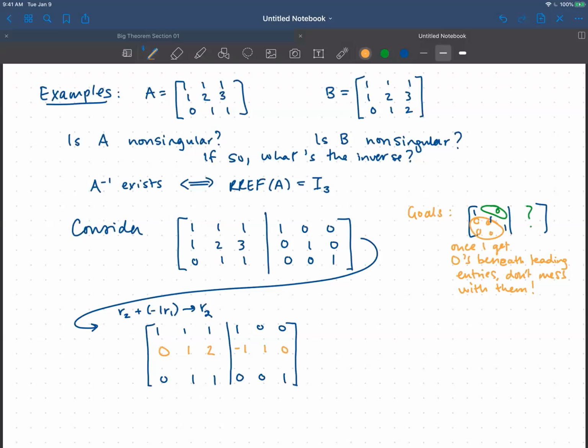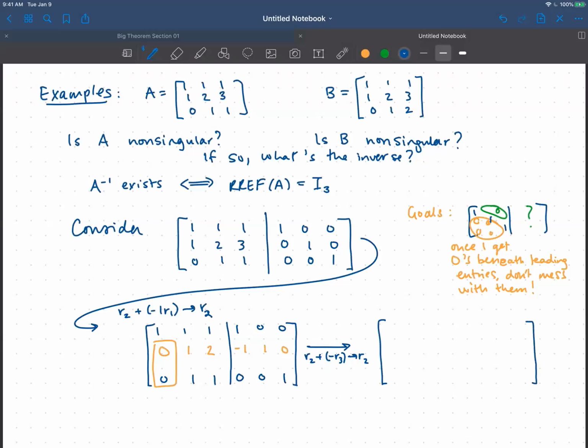All right, so now I've noticed that in terms of my strategy, my first leading one up top is looking pretty good. I've got some zeros where I want them. And now I want to try to zero some stuff out in the second column. What looks easiest to me is I'm going to take row 2 plus negative row 3, and make that my new row 2. And then I might switch some rows around after I do this.